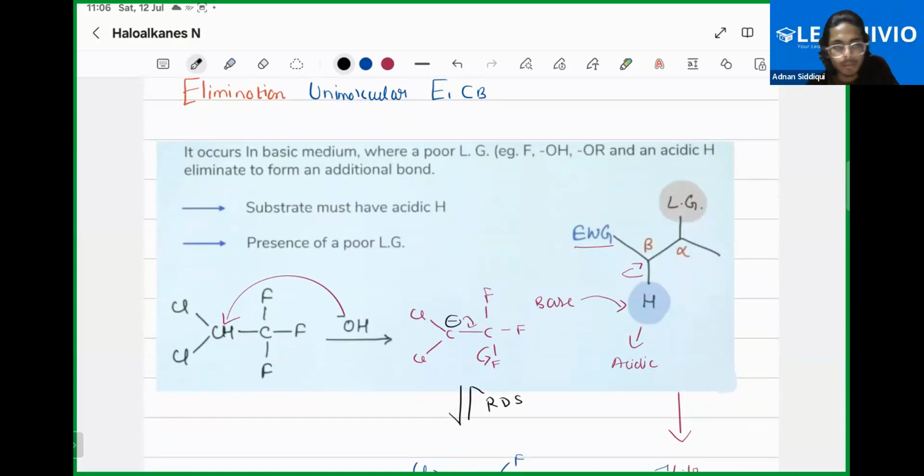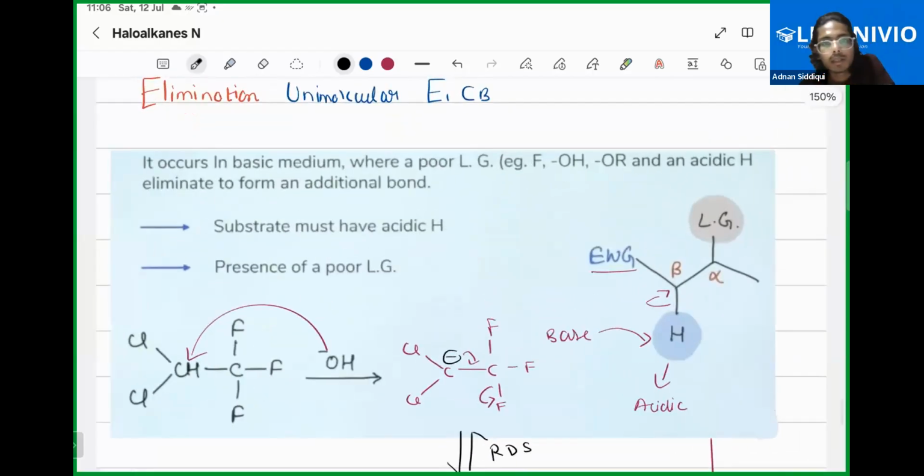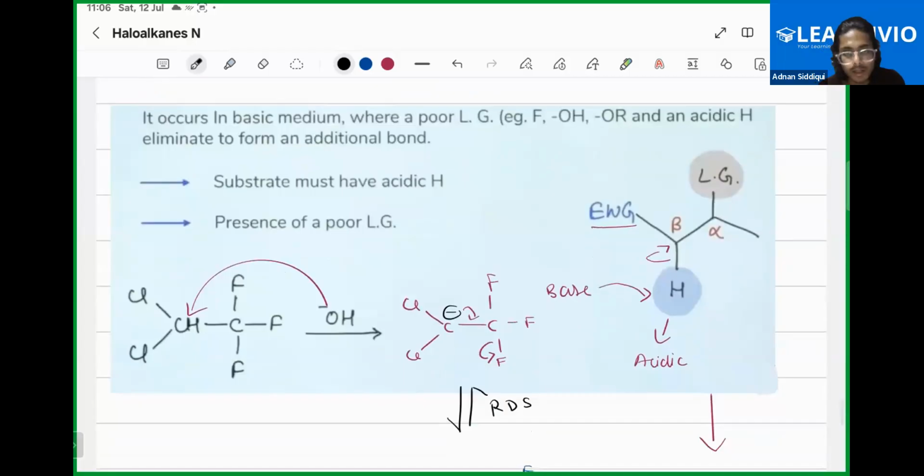So what is the condition for the unimolecular elimination E1CB reaction? The first condition is you should provide a basic medium, a poor leaving group should be present, and an acidic hydrogen should be there to be eliminated. The substrate must have an alpha acidic hydrogen, and the presence of a leaving group is important. So what will happen? This is a substrate. You have an electron withdrawing group, then alpha hydrogen, and a leaving group on the next carbon. So what is going to happen?